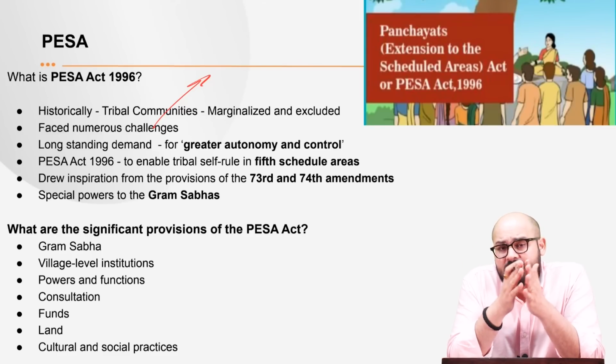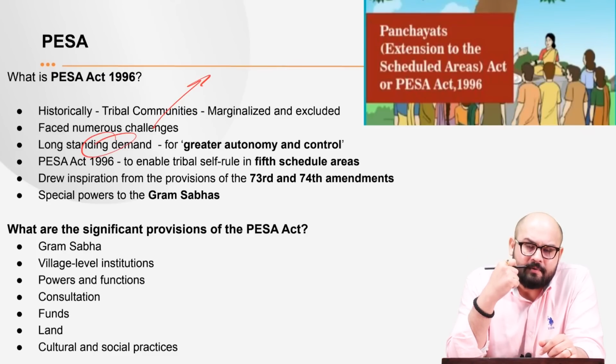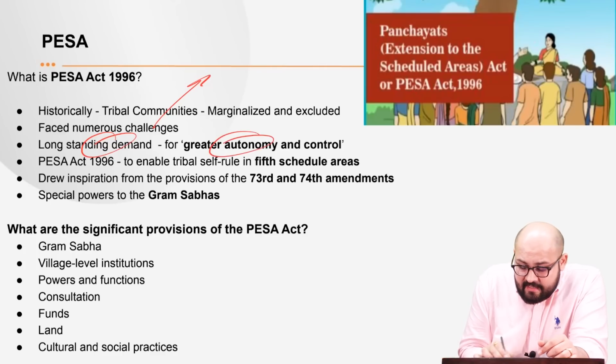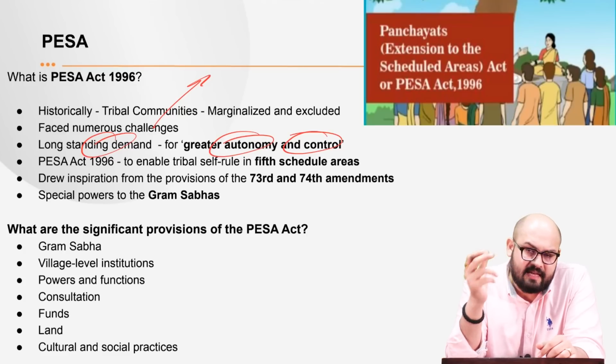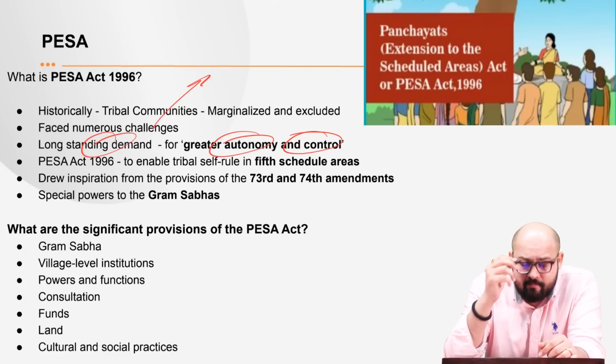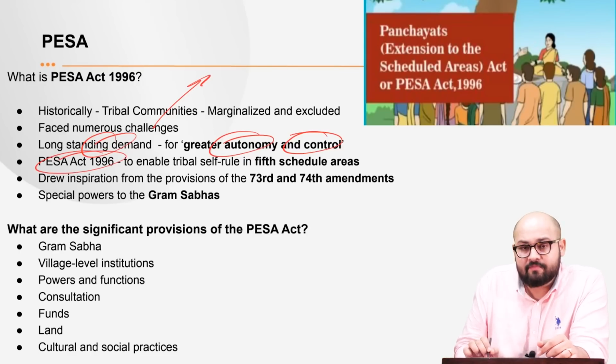So these are some of the very serious challenges which have been faced by these tribal communities. That is the reason that there was a long-standing demand from these tribal communities that we need to have greater autonomy and control when it comes to our own resources, the land resources, the environment where they live, right? So it was on the basis of this notion that we had the PESA Act of 1996.